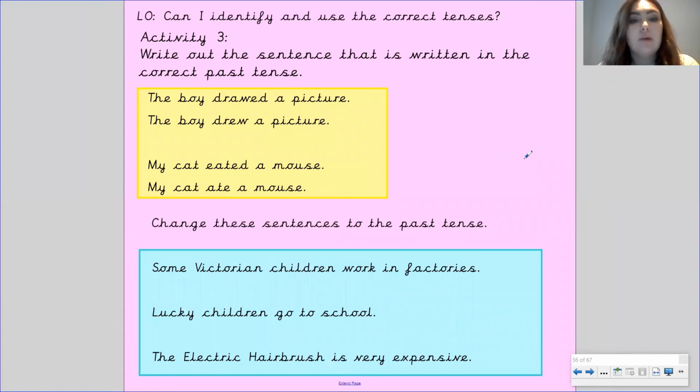Okay, and the final activity. Write out the sentence that is written in the correct past tense. So you need to pick which one of these is written in the correct past tense and rewrite it out. And then your challenge is to change these sentences to the past tense. So you've got Victorian children work in factories, and you've got to change this to past tense. So find the verb and then change it to past tense. Lucky children go to school, change that to past tense. And the electric hairbrush is very expensive. You need to change that to past tense.